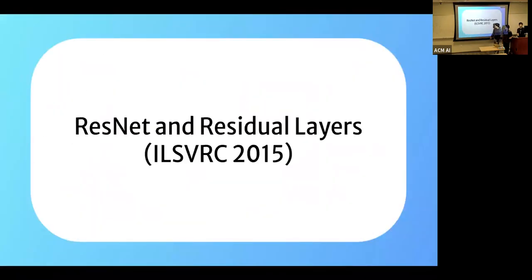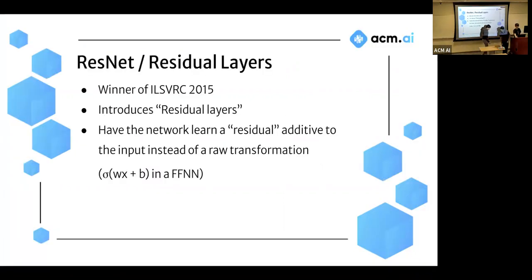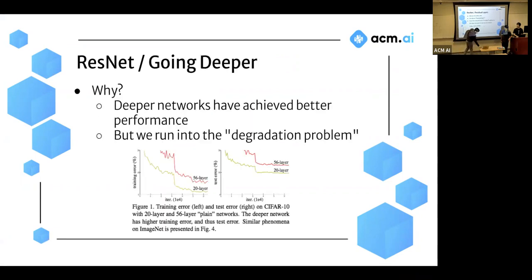And the idea of residual layers is so unbelievably fundamental that almost every single neural network you see today, OpenAI with their DALL-E and ChatGPT, transformers, just every single neural network will try to incorporate residual layers in some way or another. And the idea is, surprisingly, very simple. Basically, we have the network learn what is called a residual added to the input instead of a raw transformation. You might ask, okay, what does that mean?